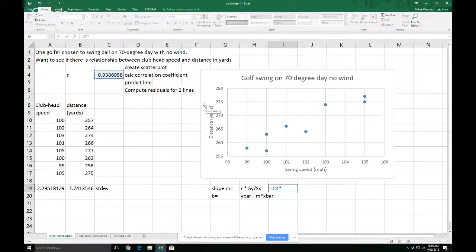2.9. No, that's S sub X. The other one. What's your X and your Y? Okay, this is my X data, this is my Y data. Okay? All right, so we're going back here.